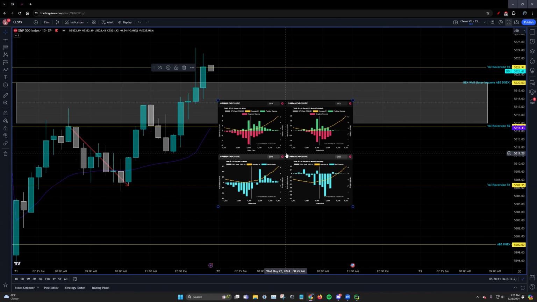Which chat do I post the reversion numbers in? I post the reversion numbers just in the main trade chat in TraderLink.